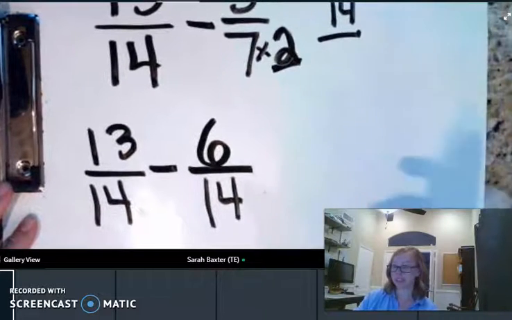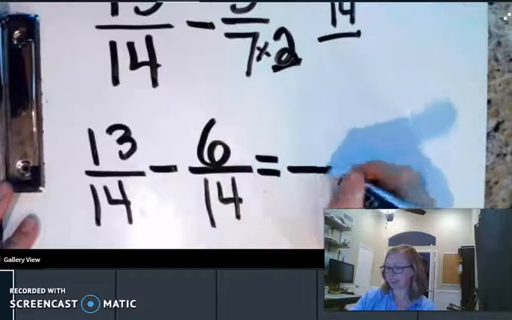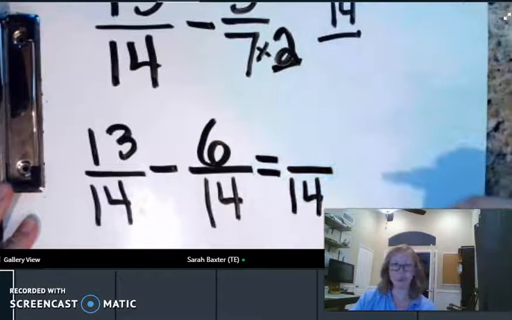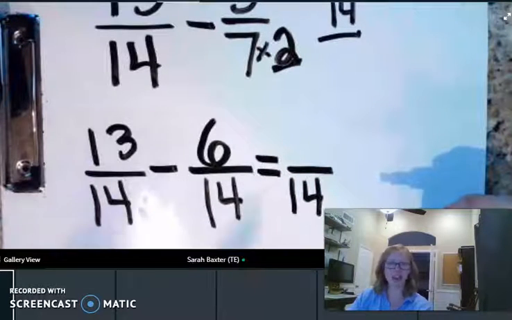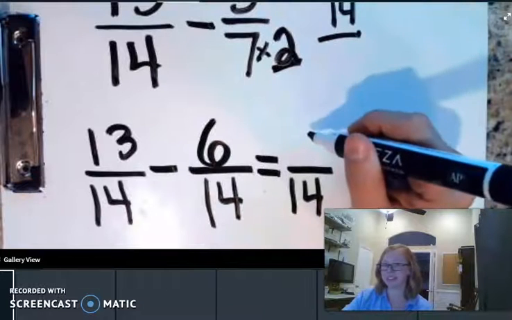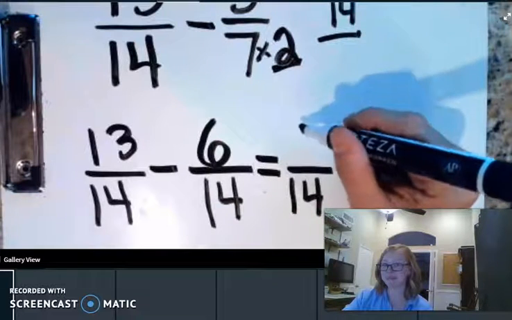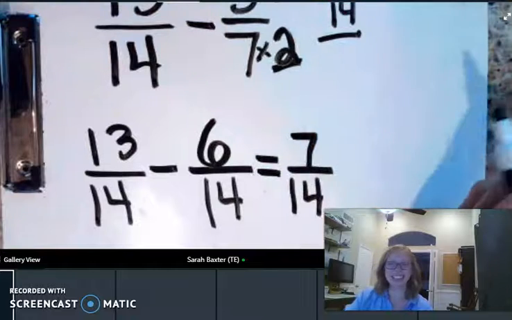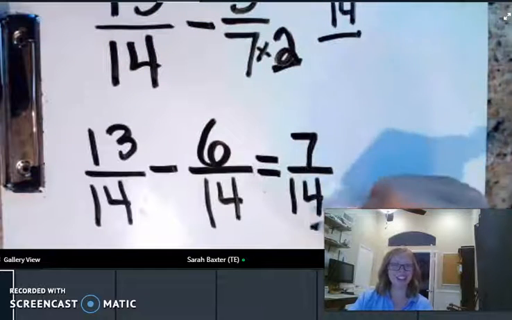So now I'm ready to subtract. I know my denominator will stay 14. Let me subtract my numerators. 13 minus 6. If you said 7, you are correct. 7/14.